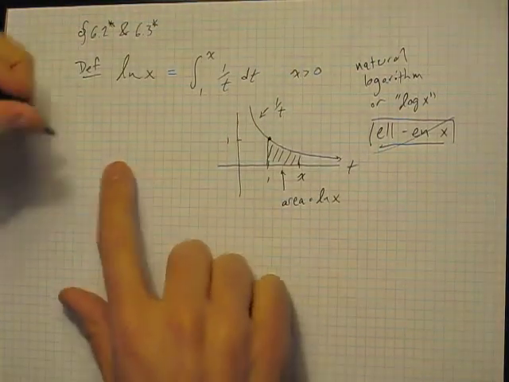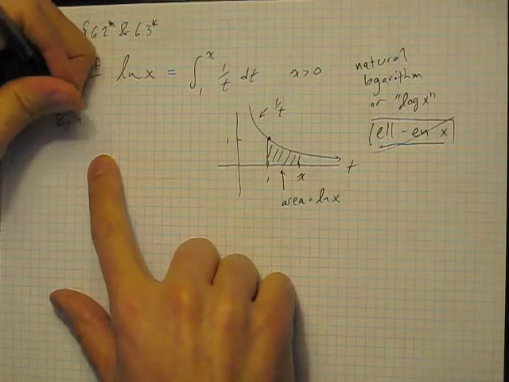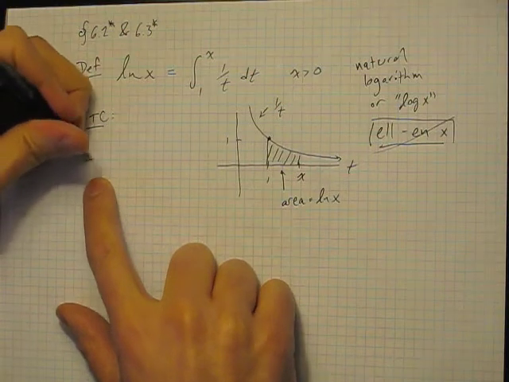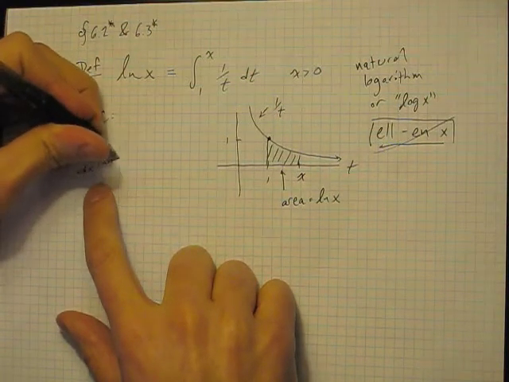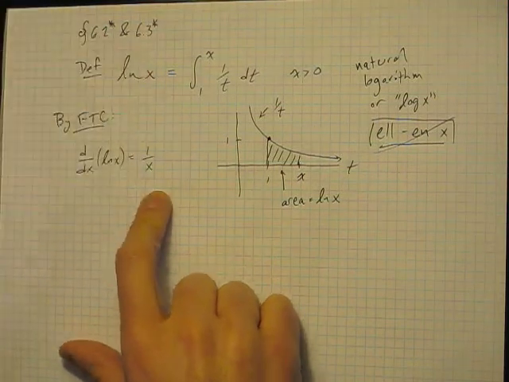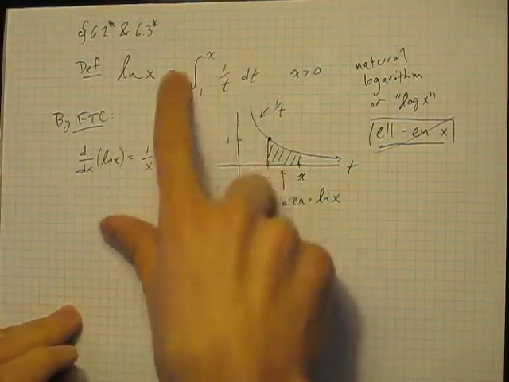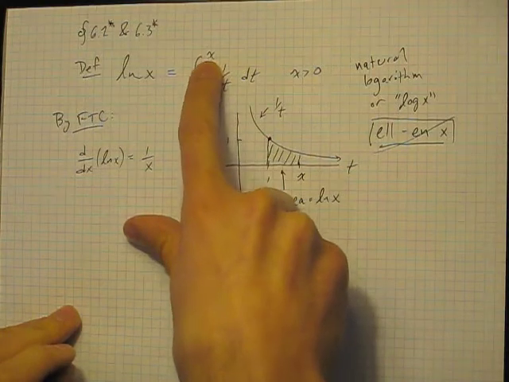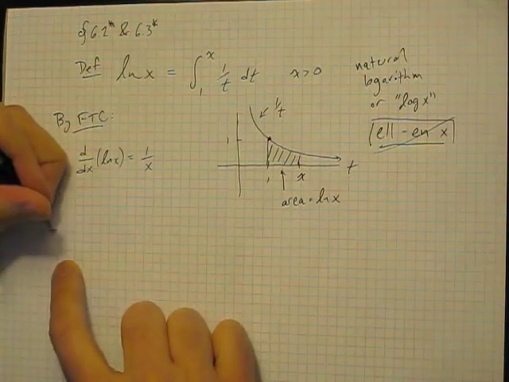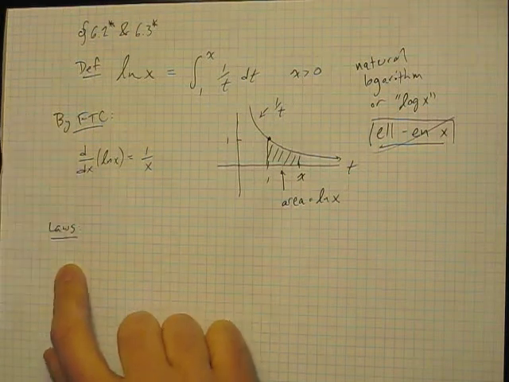All right, so what do we know immediately by the fundamental theorem of calculus, which we just got done studying? We know that the derivative of log x is just 1 over x, okay? The derivative of a function defined by an integral is just take the variable, put it in here, that's your derivative. Okay, so we have some laws for logarithms.